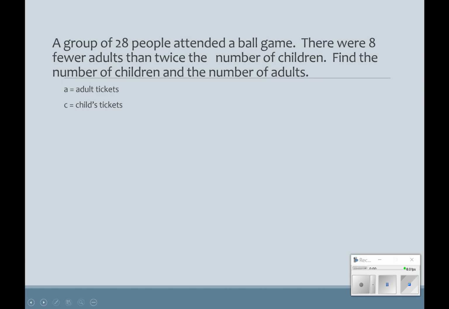So first thing is we have the number of people. So we had a total of 28 people attend. So adult tickets plus children's tickets is going to be 28 because that's the total number of tickets that we bought. Okay. And then there are 8 fewer adults than twice the children. So with the adults, there are 8 fewer than twice the children. So 2 times the children and 8 fewer would mean subtraction. So there is our system.